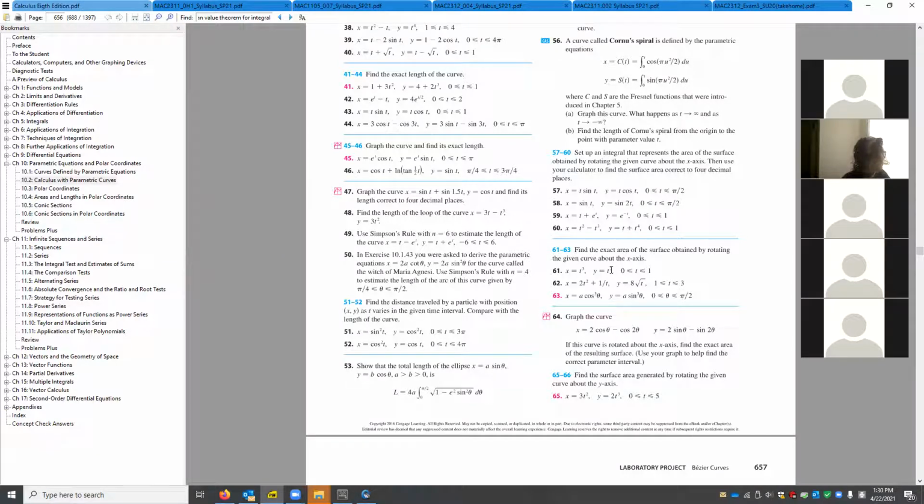Find the surface area of the solid generated by rotating x of t equals t cubed, y of t equals t squared, with 0 less than or equal to t less than or equal to 1, about the x-axis.